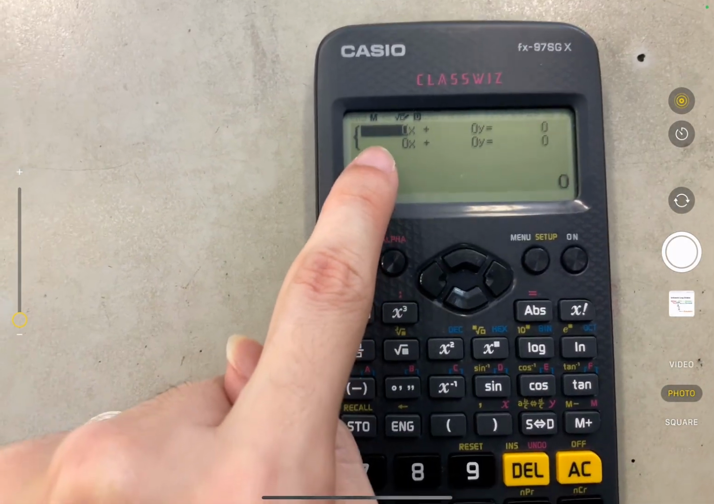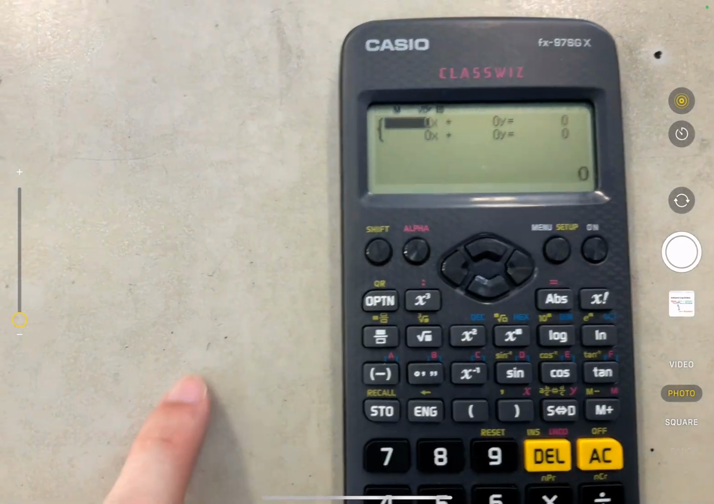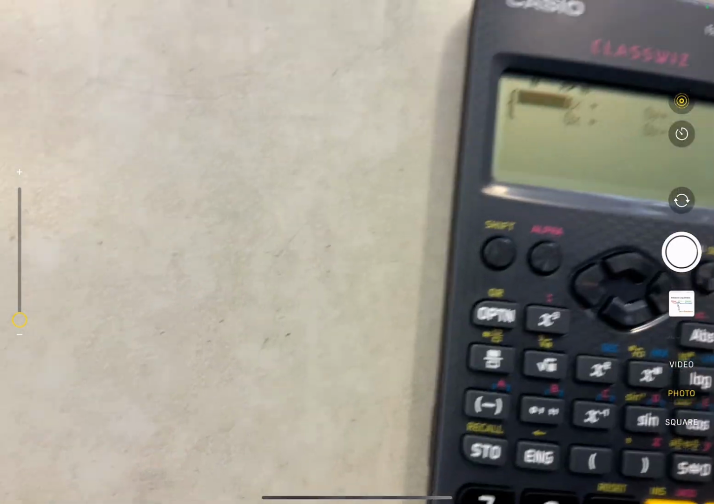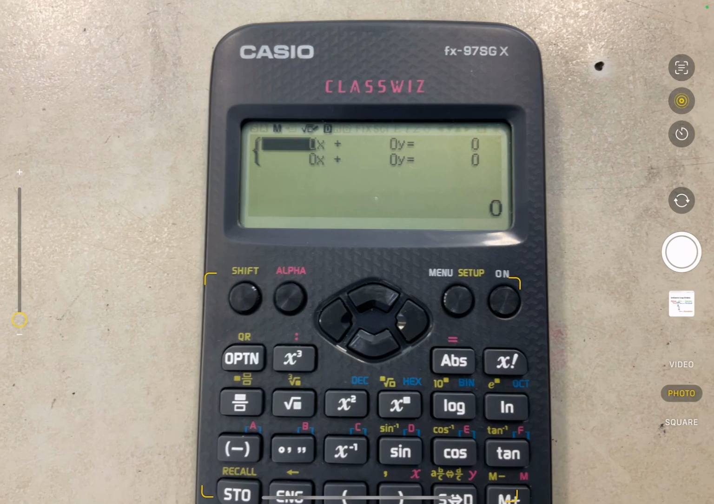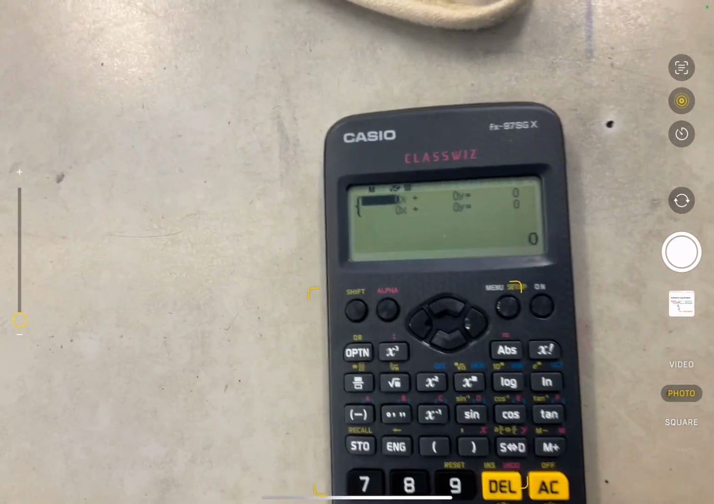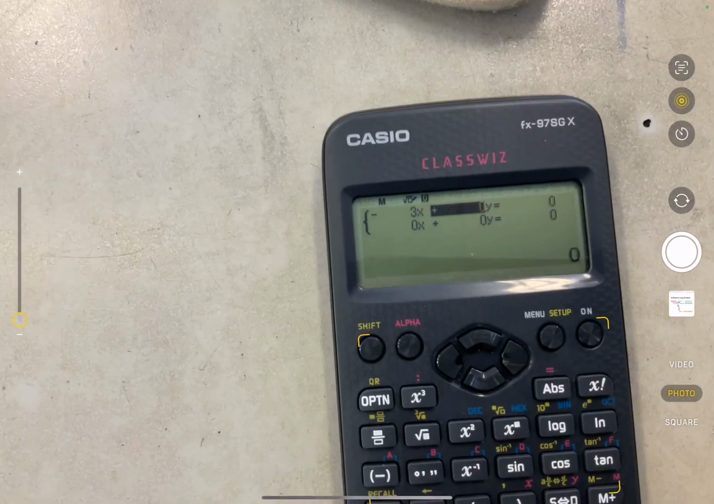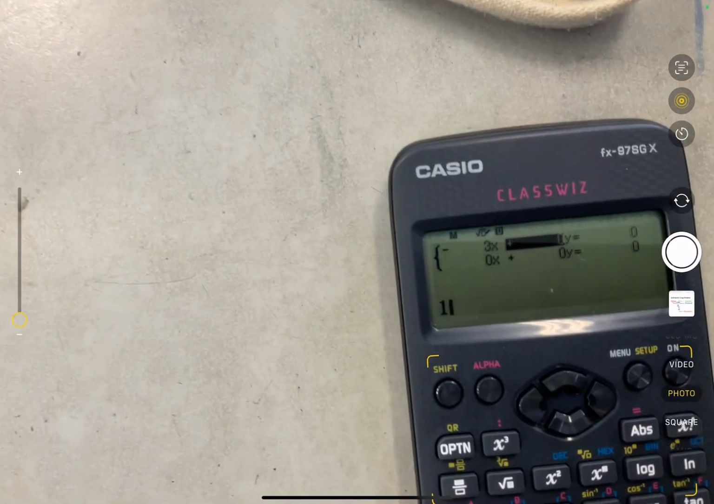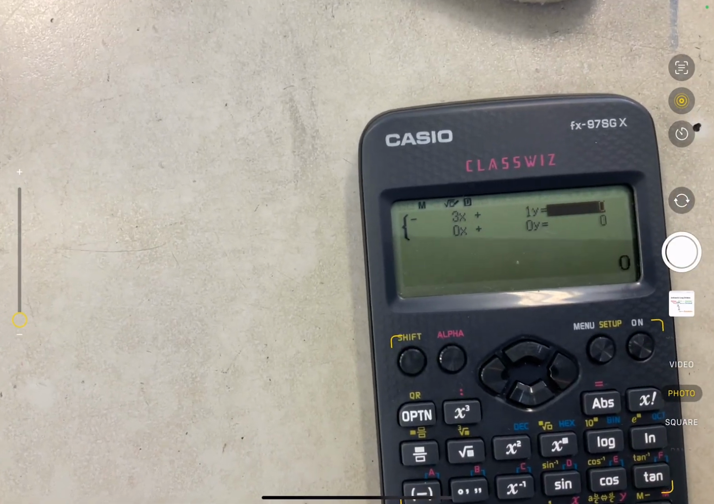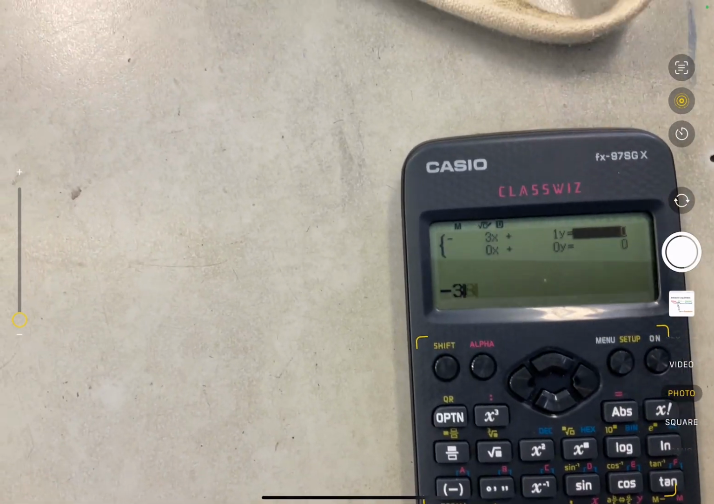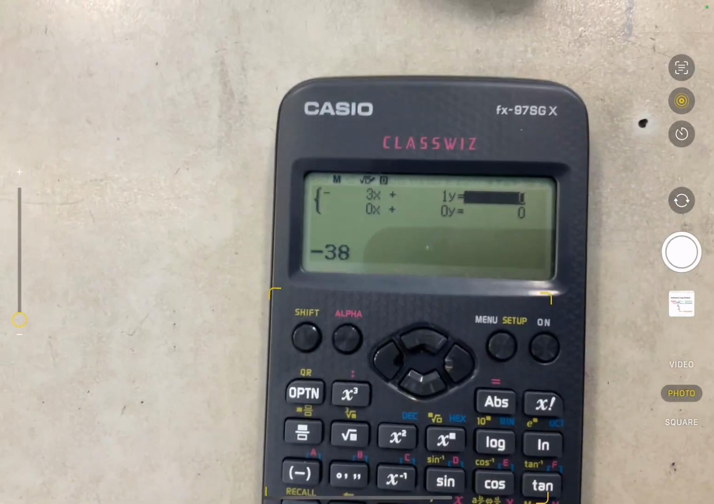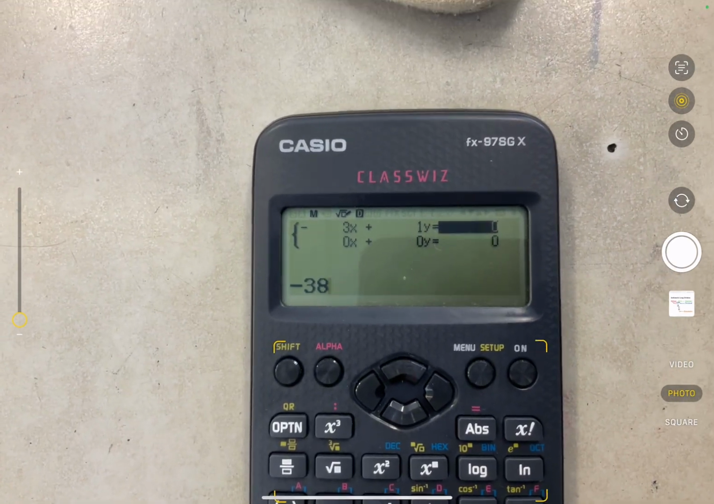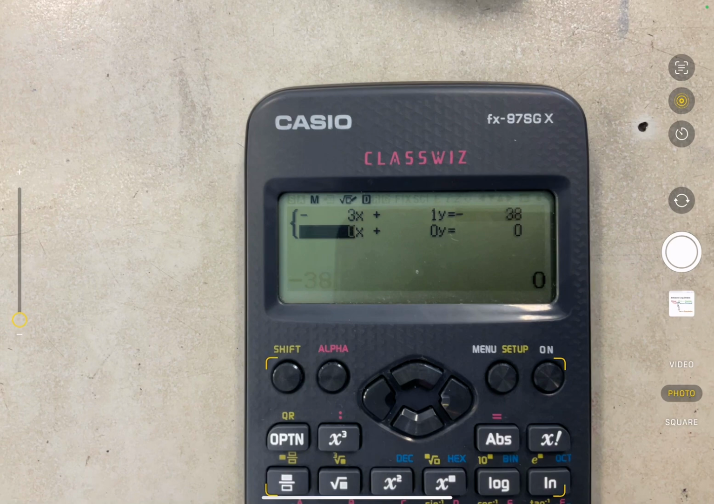So here, you just need to put something plus something equals something. The first equation is what? I can't remember. Minus 3 plus 1 equals negative 38. So I think your first equation is negative 3p plus q equals negative 38. So I'm going to key that in.